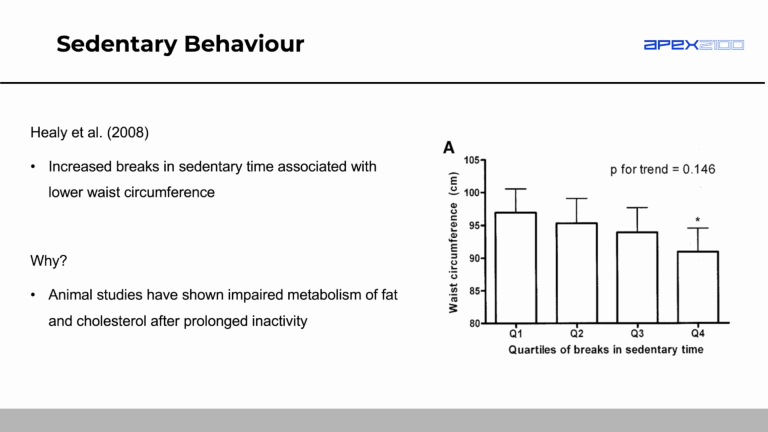You can see in the graph, we've got waist circumference up the y-axis and quartiles of breaks in sedentary time along the x-axis. So have a look at Q1 for me. Basically, this is people who didn't break up their sedentary time. These are the prolongers. And Q4 is the breakers. So Q1 is the prolongers, Q4 is the breakers. And you can see that the breakers have a much lower waist circumference overall. So just by breaking up that sedentary time, it's shown trends for decreasing our waist circumference.